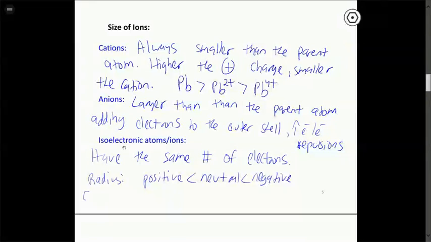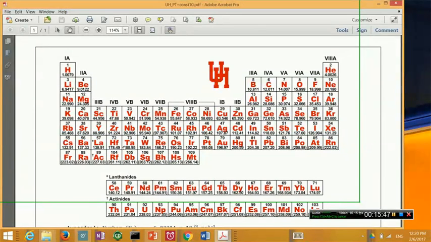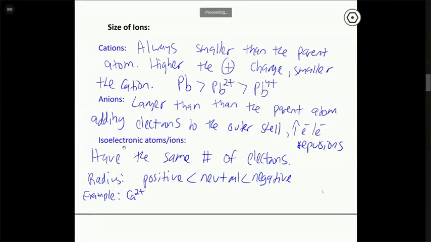An example of these isoelectronic ions and atoms: if we have calcium 2+, let's start with that one. Calcium is here, so calcium 2+ has the argon configuration, and so would potassium plus. Calcium 2+ and K+ both have the same electron configuration. They both have 18 electrons and they have the argon configuration. So calcium 2+ is going to be smaller than K+. They have the same number of electrons but different numbers of protons. Those have the same number of electrons as argon itself, which is going to be in the middle.